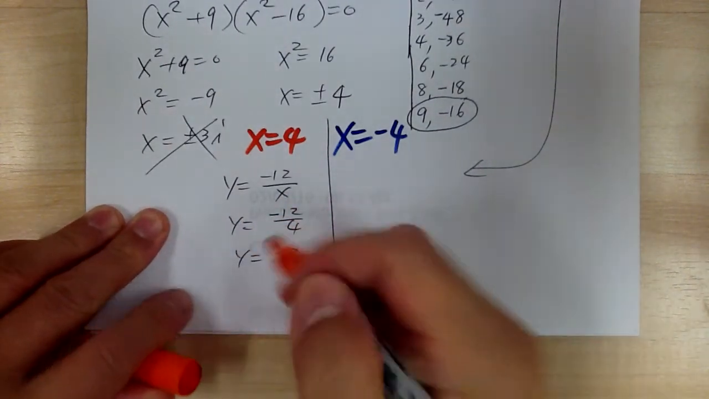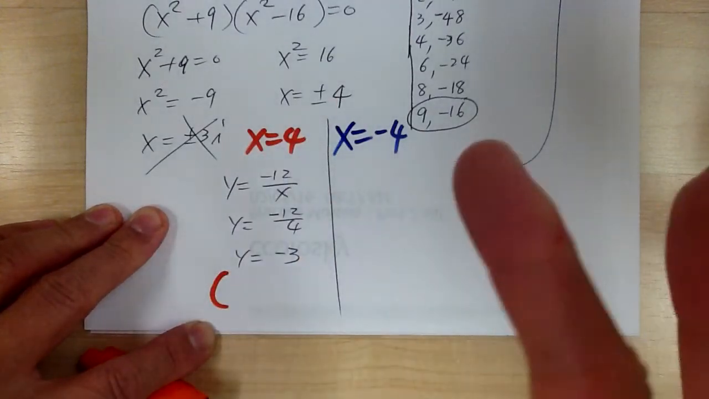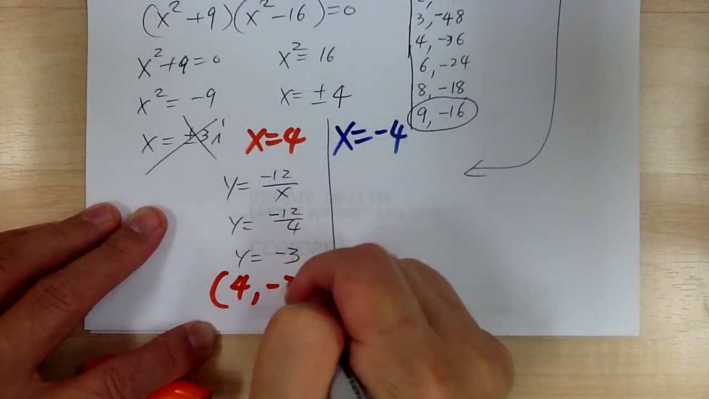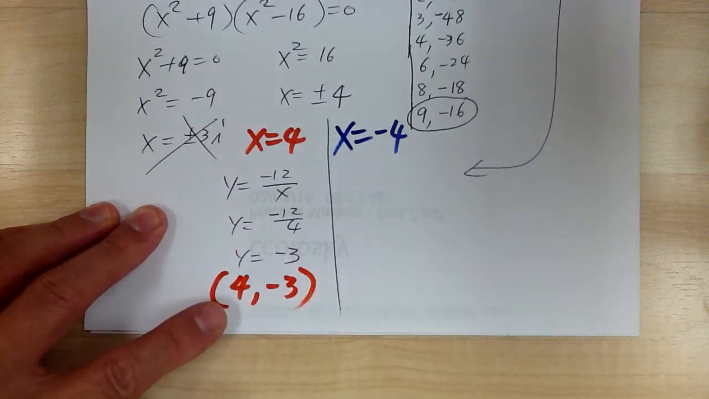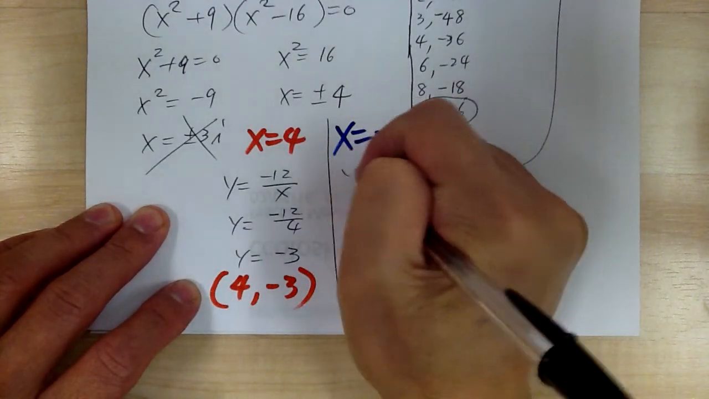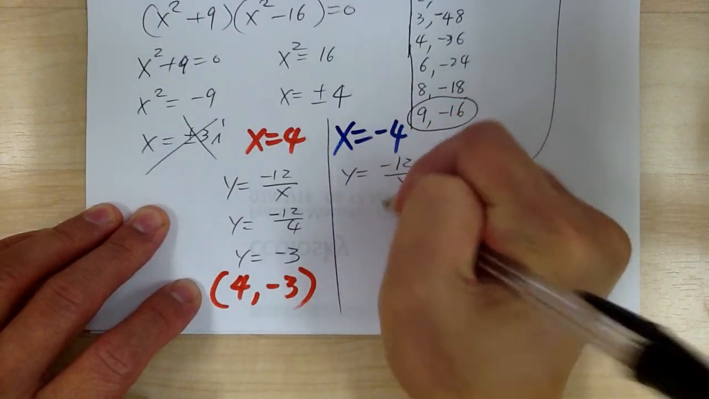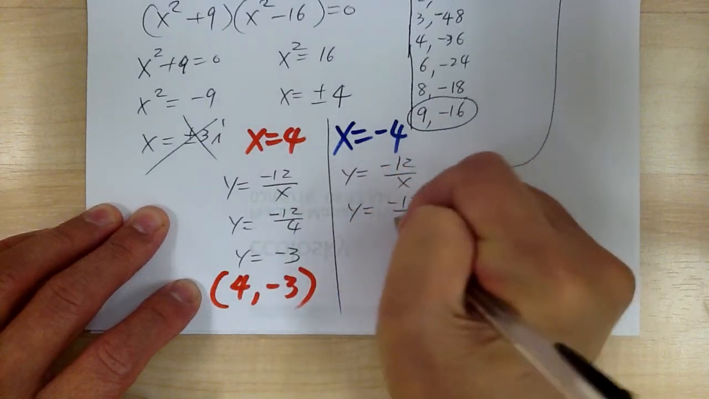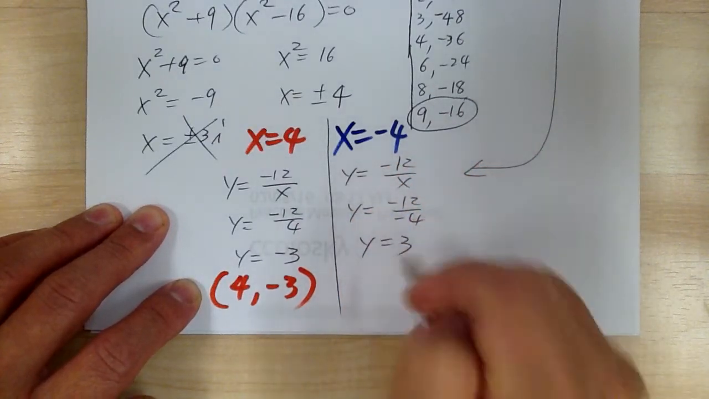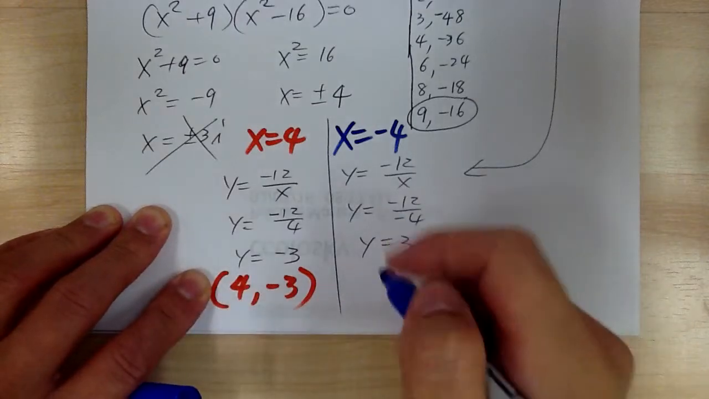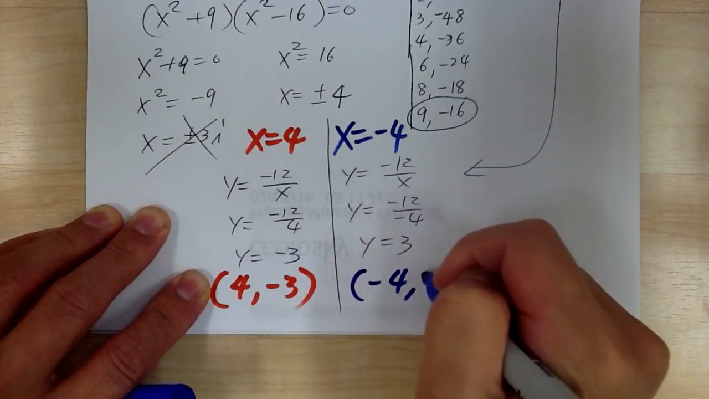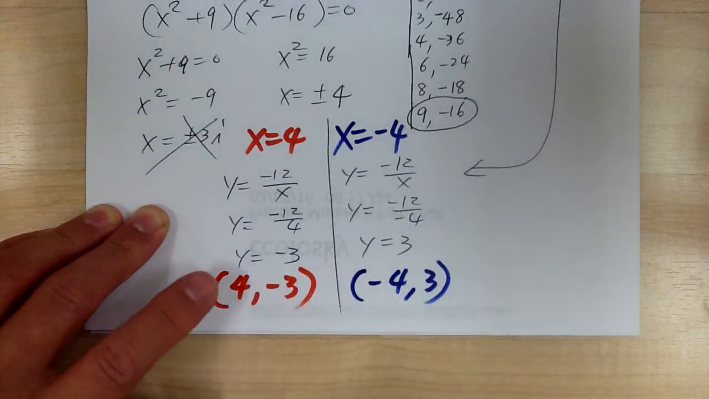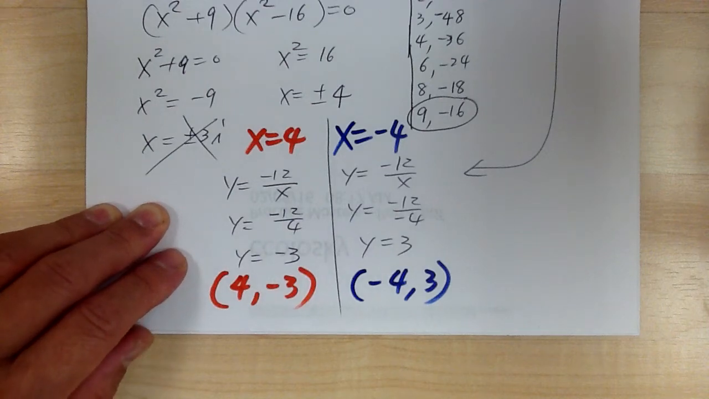So from here, now you watch your order, watch your x and the y. So you got 4 comma negative 3. Over here you're going to get y equal to negative 12 over x. Y equal to negative 12 over negative 4. So y equal to 3. So in this case, you will have negative 4 comma 3. So those are your 2 answers.